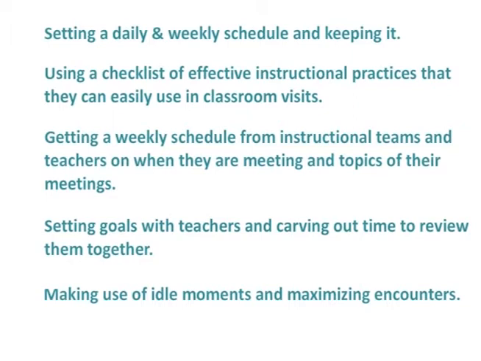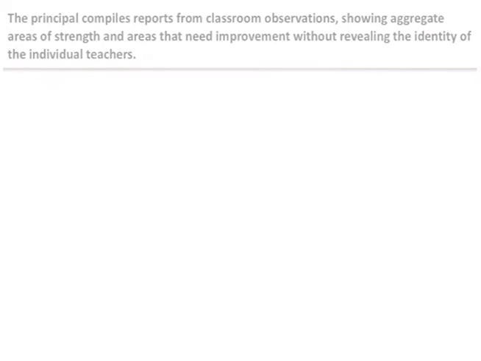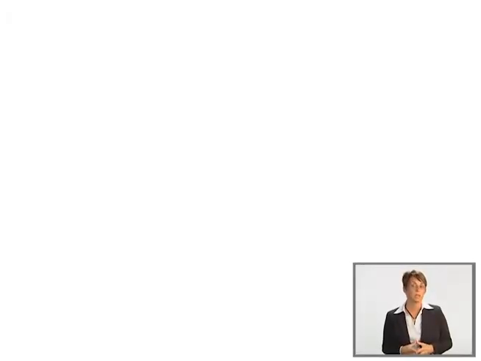While classroom observation is just one way that principals work directly with teachers to improve instruction, it is a critical one. Remember the principal who visited classrooms and provided a summary of findings within 24 hours? Well, he certainly had the right approach. Our next indicator takes this a step further. The principal compiles reports from classroom observations showing aggregate areas of strength and areas that need improvement without revealing the identity of individual teachers.